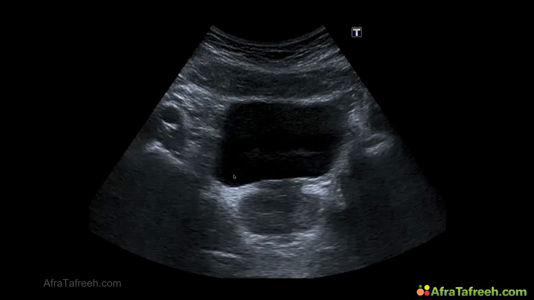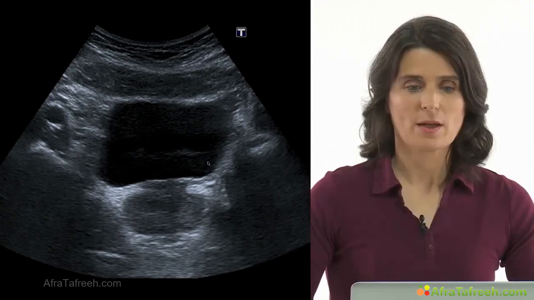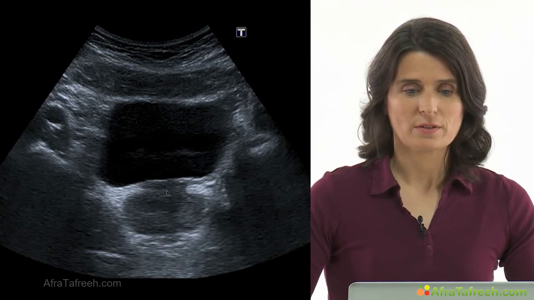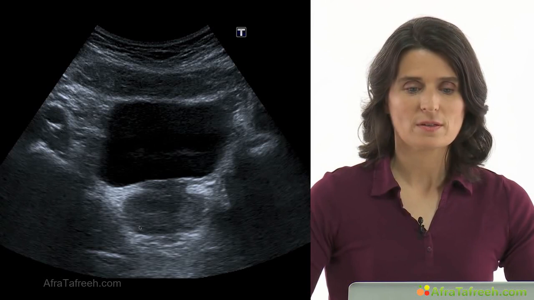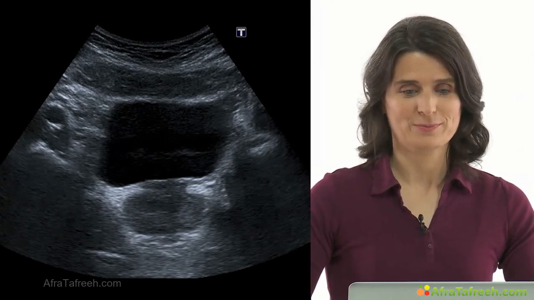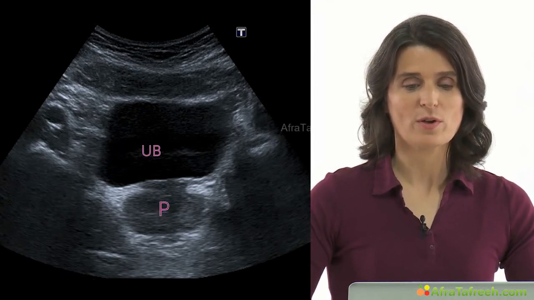So, in this picture, we can easily detect the urinary bladder, as we already know. This fluid-filled organ, which is displayed black in our ultrasound picture. And dorsally and inferior of the bladder, we can see this round organ, and this is the prostate, the organ we're searching for now. The urinary bladder and the prostate over here.